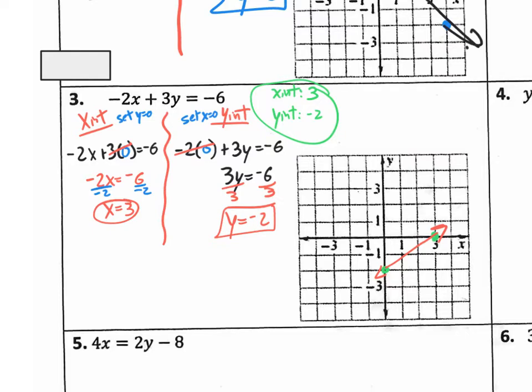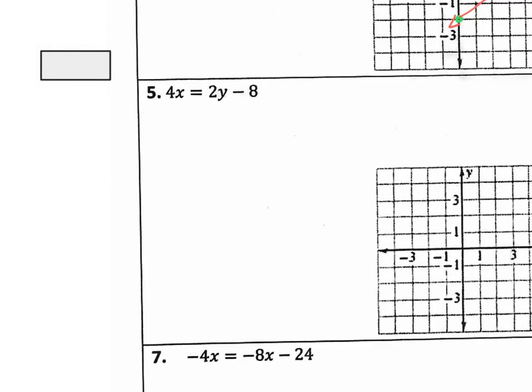Now there are more challenging questions, like number 5. It's not in standard form, so you have to rewrite it in standard form. I want you to rewrite it in standard form. So you would have to subtract 2y, and that would cancel out. Rewrite it in standard form. 4x minus 2y equals negative 8. And then you could do the x-int, y-int, show your work, and get the x and y-intercept values.